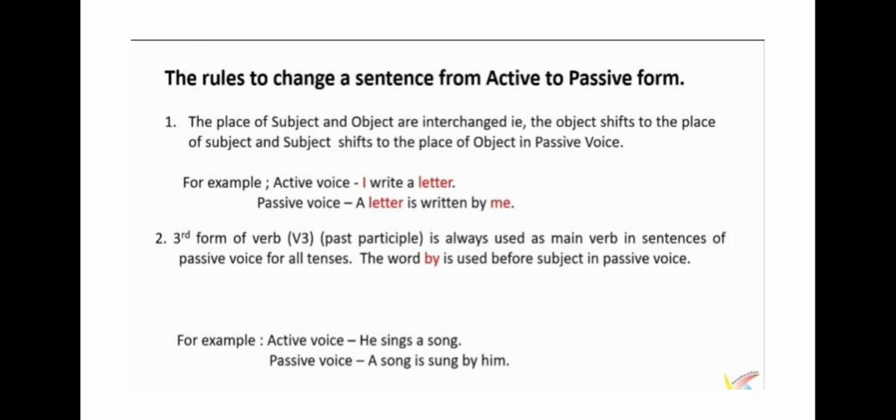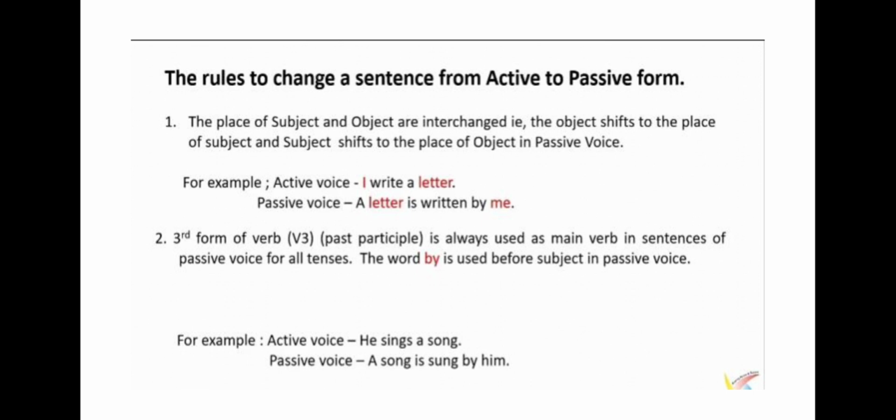Number 2, third form of the verb. Now you know what is the third form of the verb, right? Verb 3, which is the past participle. We call the past participle verb 3, and it is always used as the main verb in a sentence of passive voice for all tenses. Now, in example number 1, which I gave you, I write a letter.